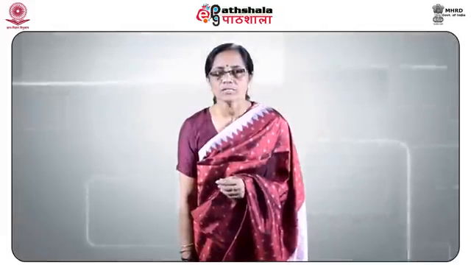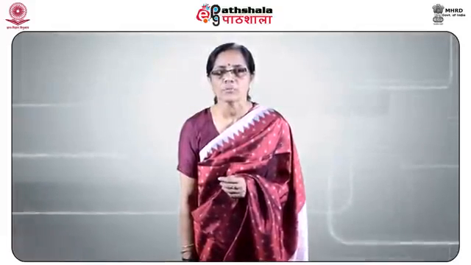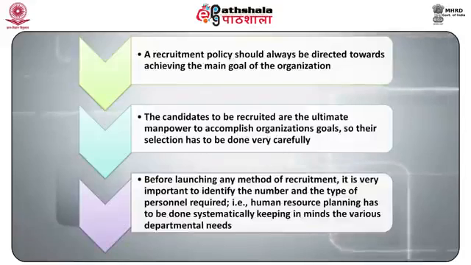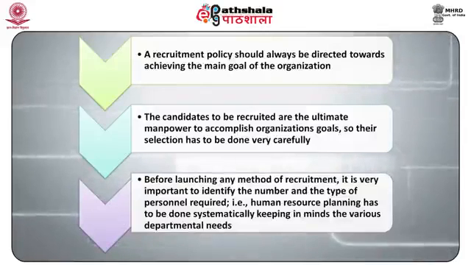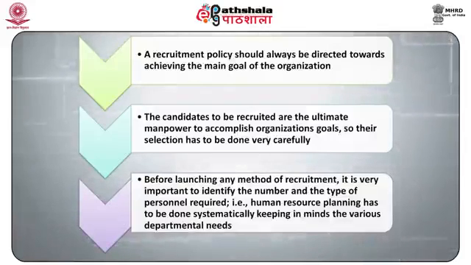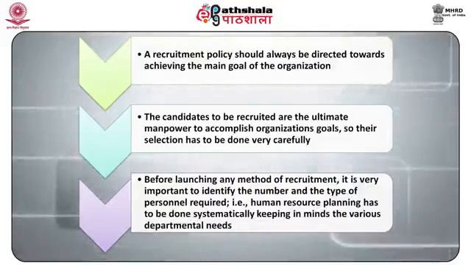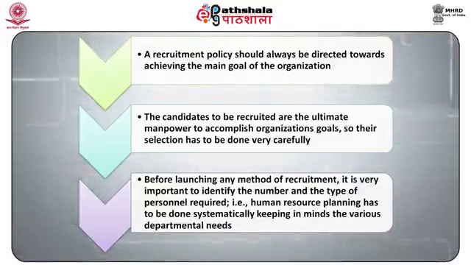Now we are going to understand the objectives of a good recruitment policy. The objectives of a good recruitment policy can be discussed like this. The first, a recruitment policy should always be directed towards achieving the main goal of the organization. The next, the candidates to be recruited are the ultimate manpower to accomplish organizational goals. So their selection has to be done very carefully.